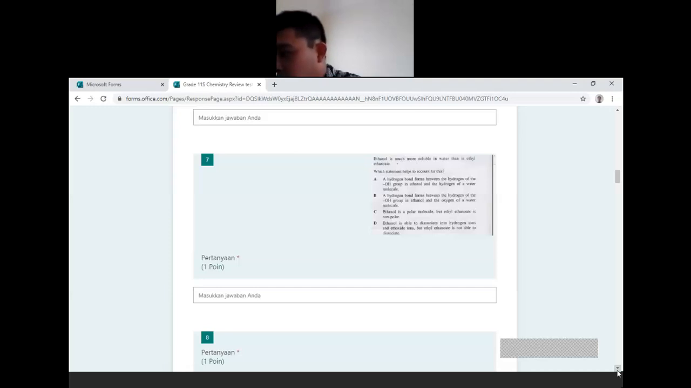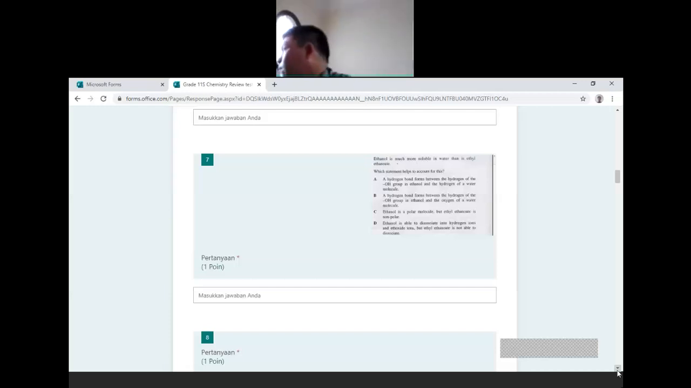This option A is an incorrect statement. The correct statement of option A should be hydrogen bond forms between the oxygen of the OH group in the ethanol and the hydrogen of water molecule, or the opposite, hydrogen bond forms between the hydrogen of the OH group in ethanol and the oxygen of water molecule. And then B is the correct answer because hydrogen bond forms between the hydrogen of the OH group and the oxygen of water molecule. And then option C is incorrect.